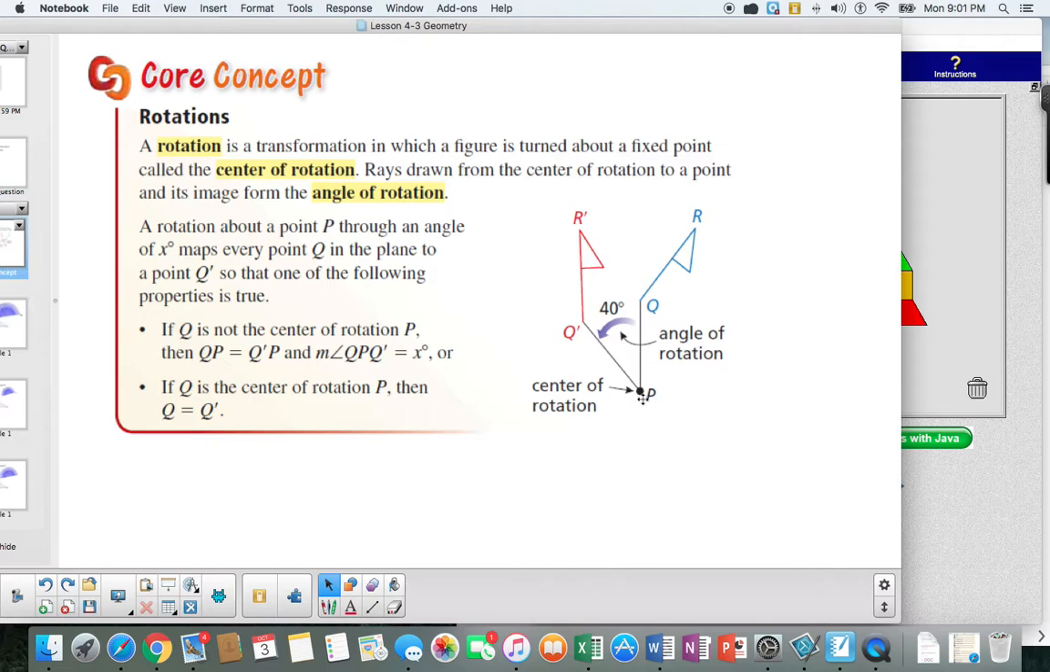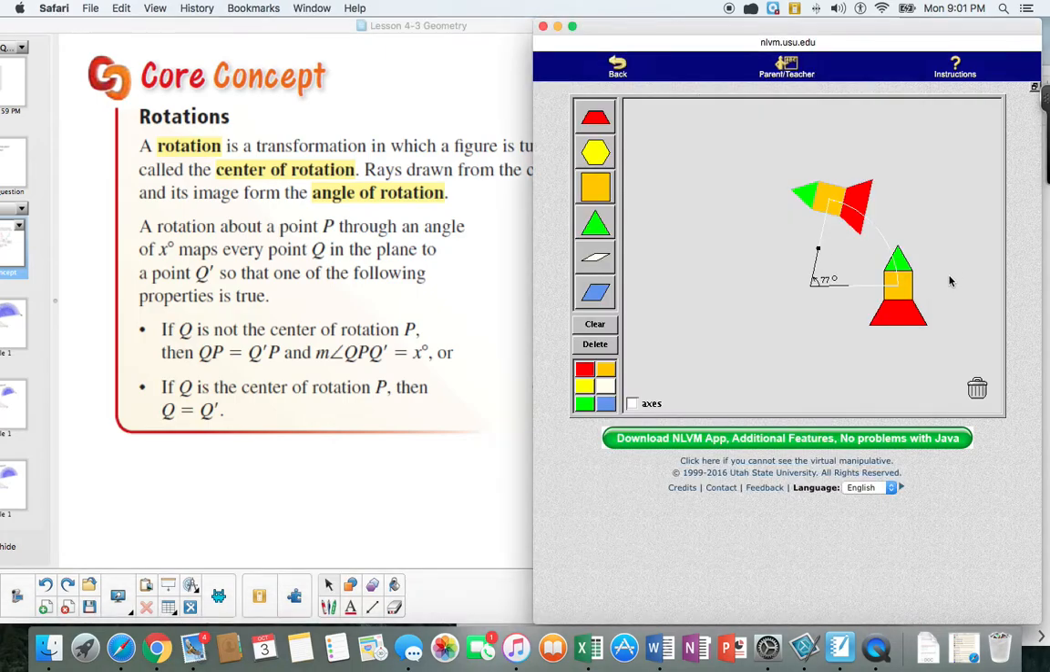One of the things that you need to understand is we rotate from the center of rotation, and we have an angle of rotation. Those are the two things that help us rotate. Let's give you a feel for a rotation. Right here is the center of rotation, and here is the angle, and if I move the angle, you can see how it rotates.